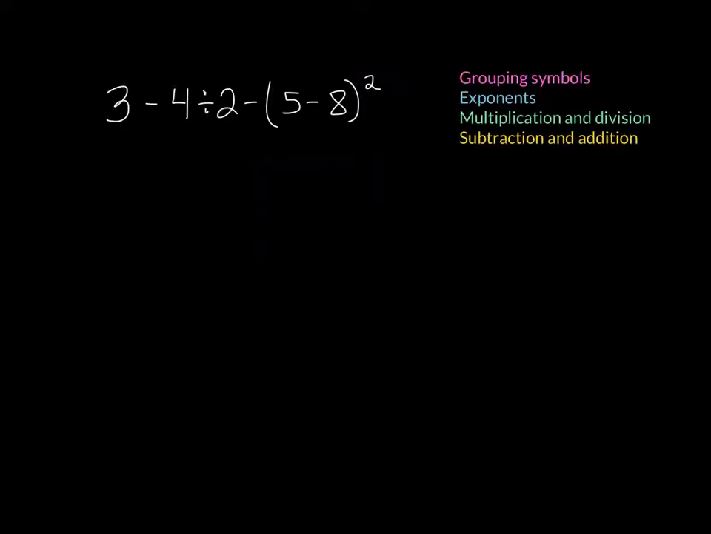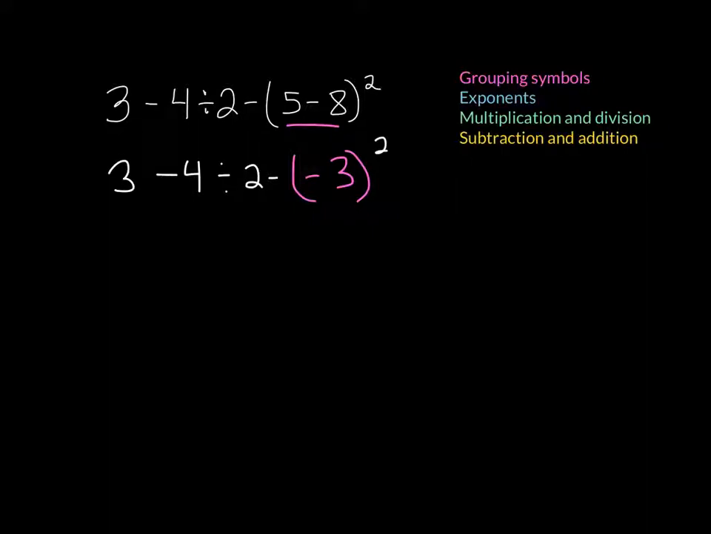Okay, for our first example, we're going to start with our grouping symbols. So inside the parentheses, we have 5 minus 8. So we solve that first. And then everything else we bring down exactly as it is.